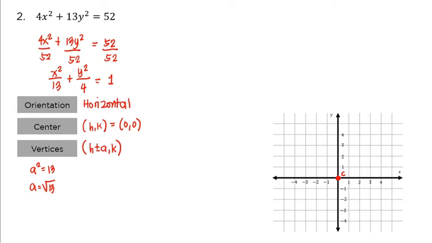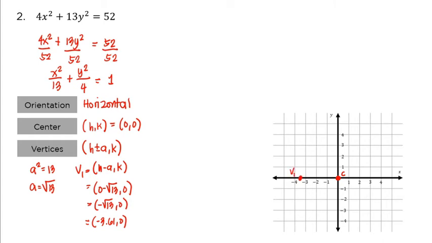So our first vertex will be h minus a, k, right? So that will be 0 minus square root of 13, 0. And that is negative square root of 13, 0. And square root of 13 is just approximately equal to negative 3.61. Okay, 0. So our first vertex V1 will be negative 3.61, 0. So it is somewhere here. Okay, so this is V1.